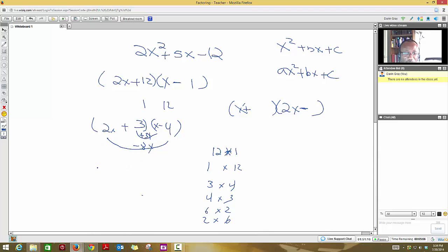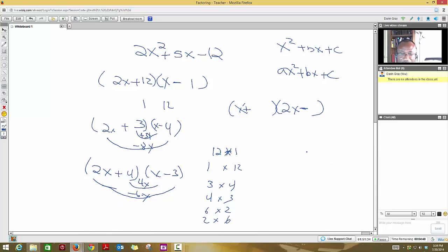Well, let's just reverse those then. Let's try 2x plus 4 and then x minus 3. That for sure will do it, right? 4x, and this last term here will give us a negative 6x. No, that's not going to do it either. Darn.